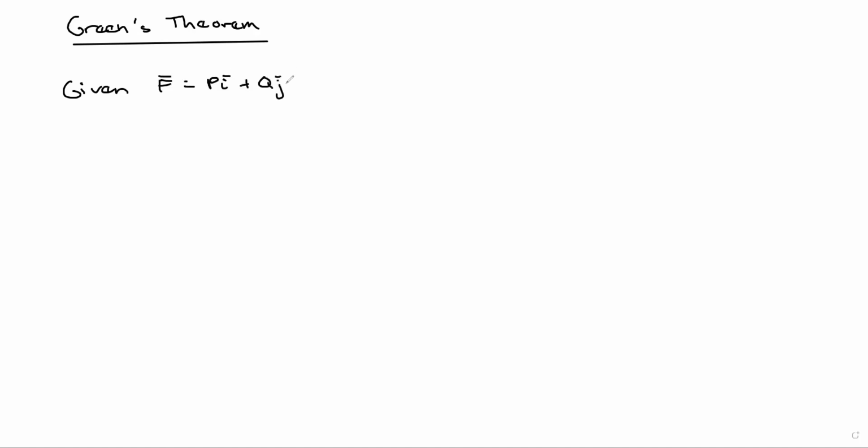Hello, in this video, we're going to look at Green's theorem. Okay, so to get started with Green's theorem, first we need a vector field. And we'll say it's P i plus Q j, and it defines a vector at every point in R2.